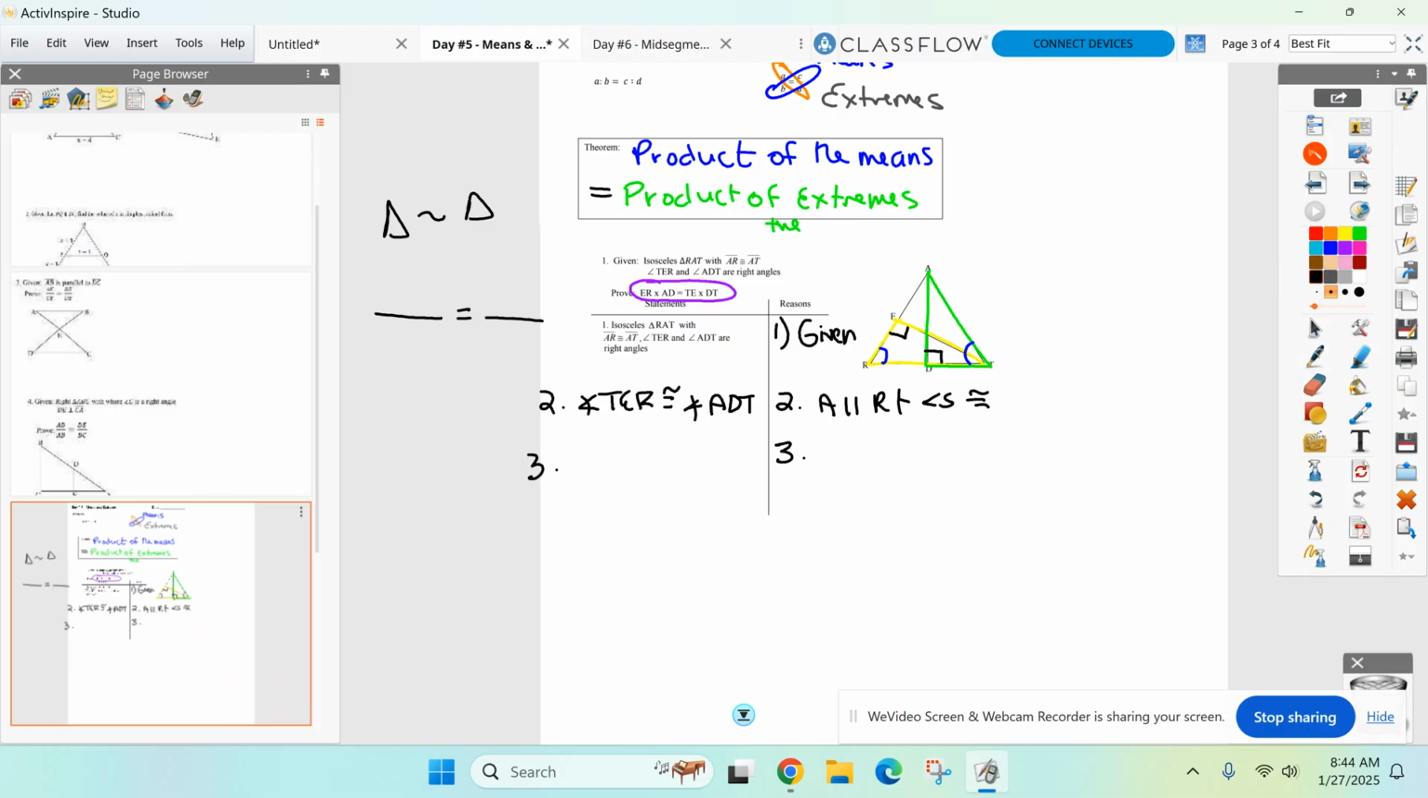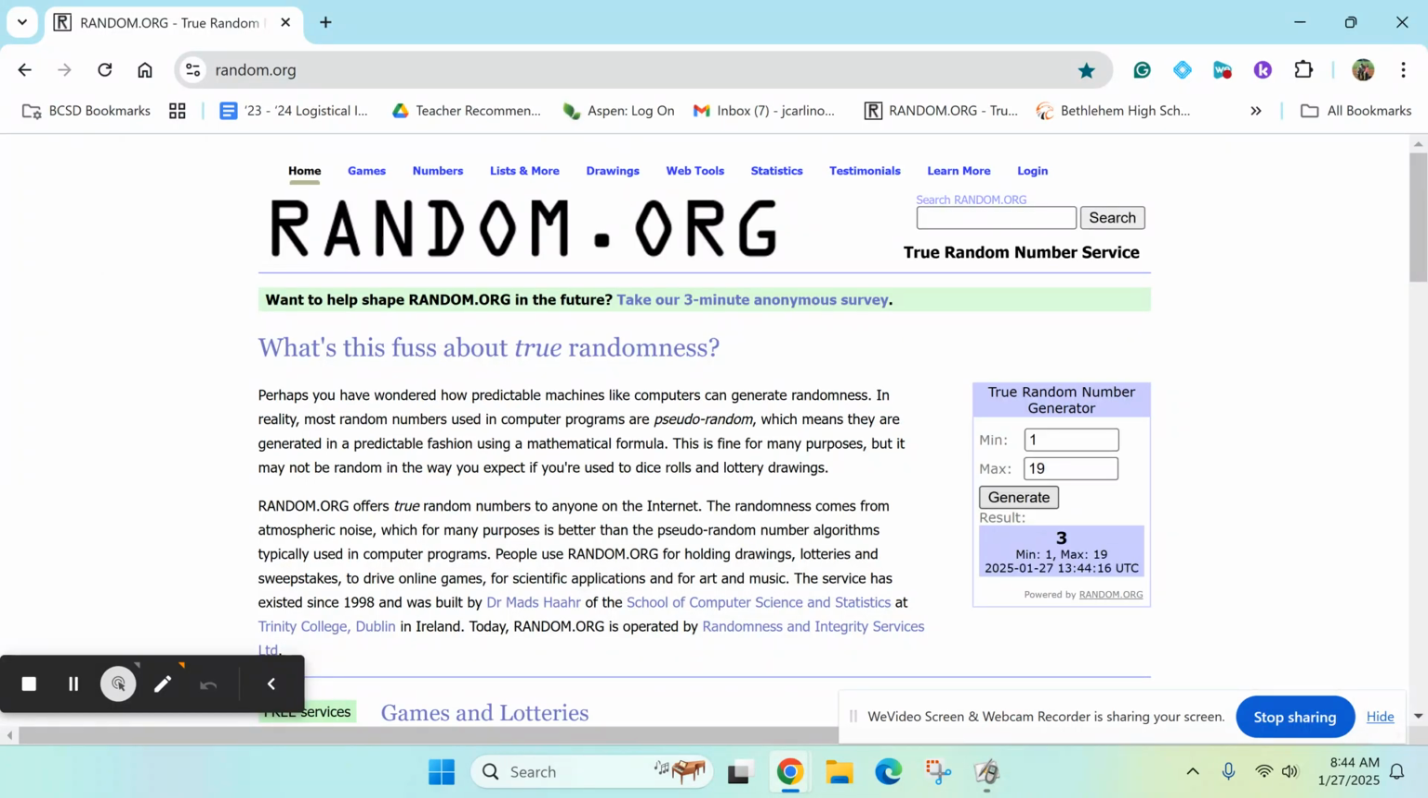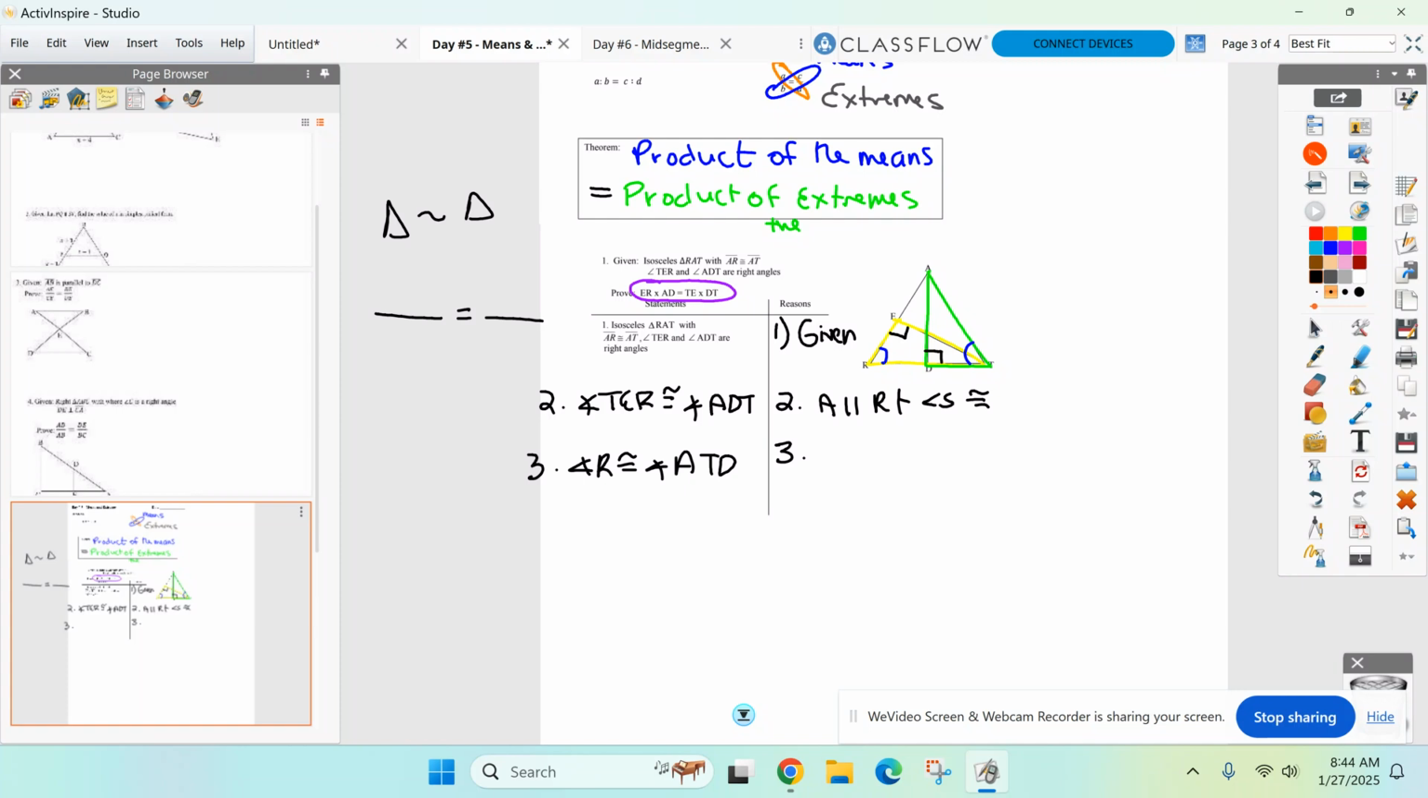I know Maddie knows, but I'm going to ask somebody else why. So angle R congruent to angle ATD. How do we know those two angles are congruent? Juliana, back to you. Why are those two angles congruent? I'll leave out the isosceles part, but it's correct. Keep it in a triangle. Congruent angles are across from congruent sides. Good work.